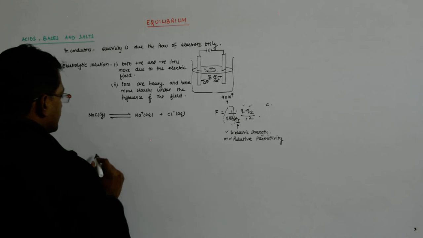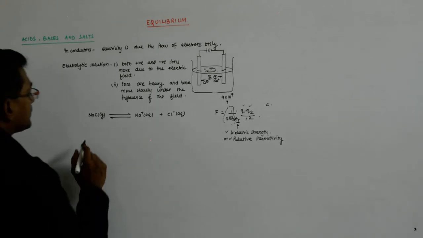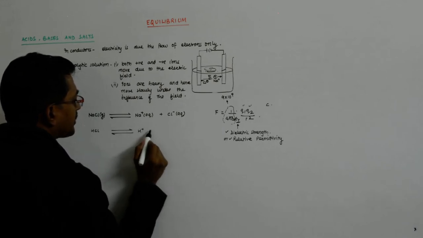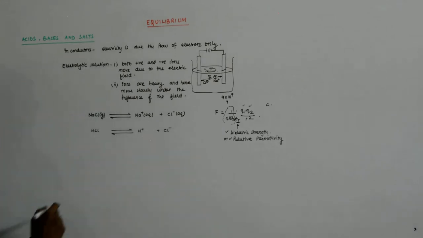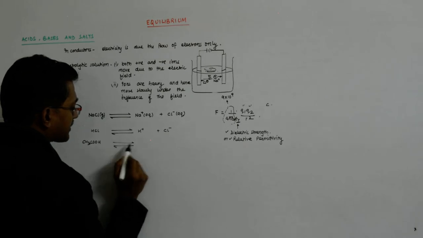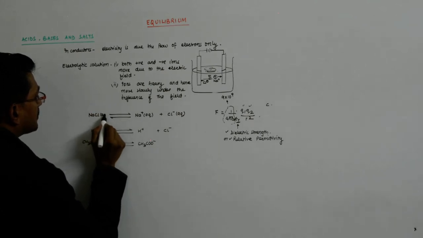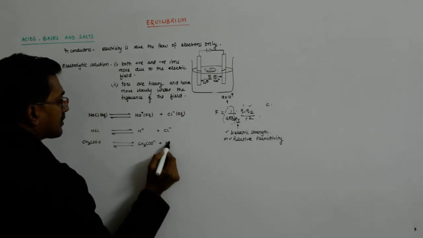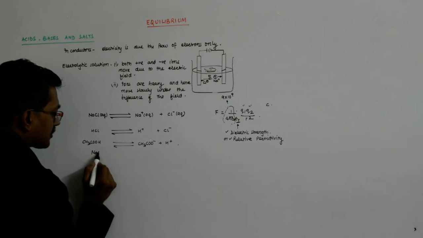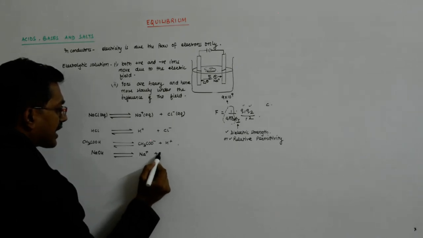So a salt may dissociate into Na plus and Cl minus. Same can happen with a mineral acid that can also dissociate into H plus and Cl minus. Same can happen with a carboxylic acid as well, which can dissociate into the carboxylate plus H plus. The same thing can happen with sodium hydroxide, which splits into Na plus and OH minus.